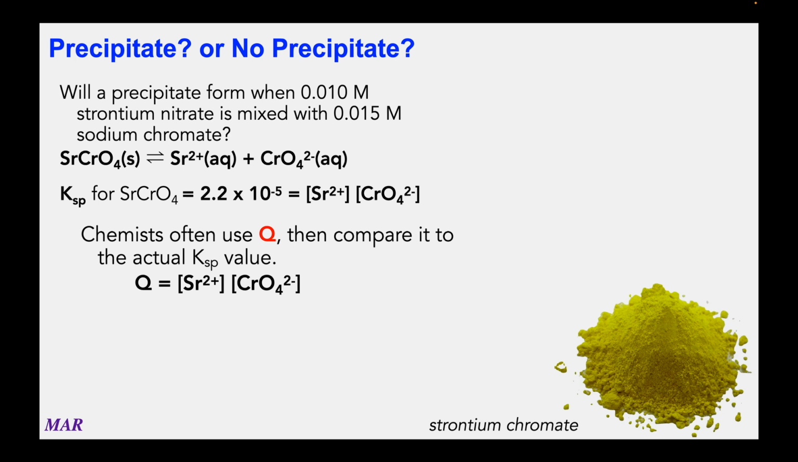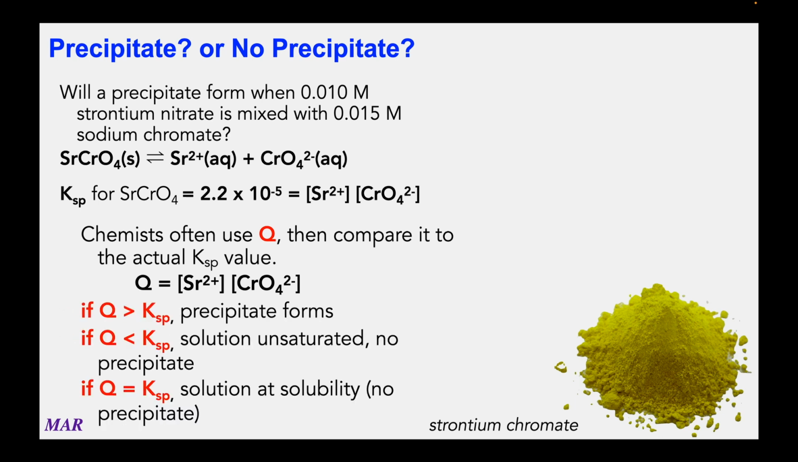But if Q is greater than KSP, then that means a precipitate has happened. So there's all the different variants you can get into. If Q equals K, the solution is at solubility, there's no precipitate, and that's honestly pretty rare. Most of the time Q will be less than K, so there's no precipitate, and then after you get to the right point, Q will be greater than K, and a precipitate forms.